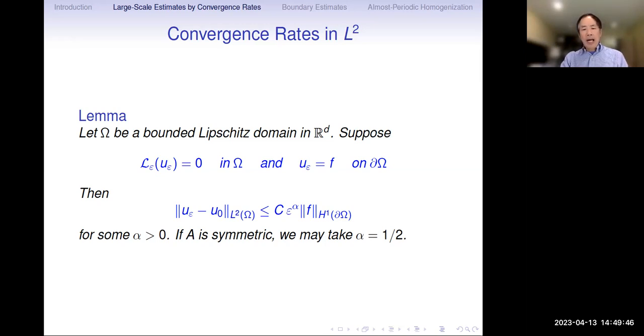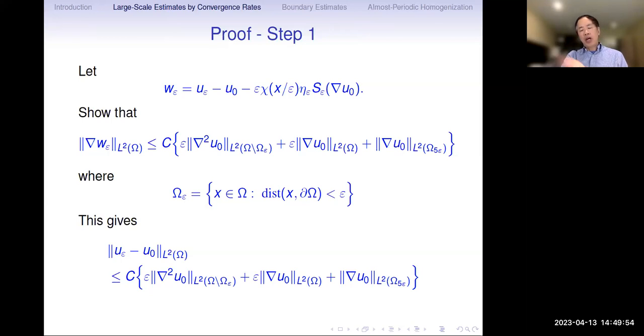All right. So how do you prove something like this? You use energy estimate, but also you need to get the correctors involved. So we look at the difference U epsilon minus U0. U0 is the homogenized solution. And then you have to subtract some term which involves the corrector. So it's epsilon times chi of x over epsilon. The eta there is a cutoff, and S epsilon is a smoothing operator. This is a little bit technical, but it's pretty straightforward.